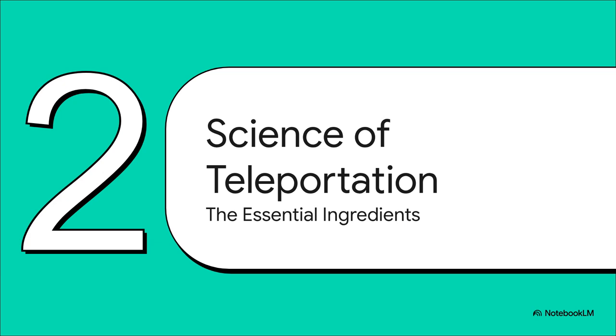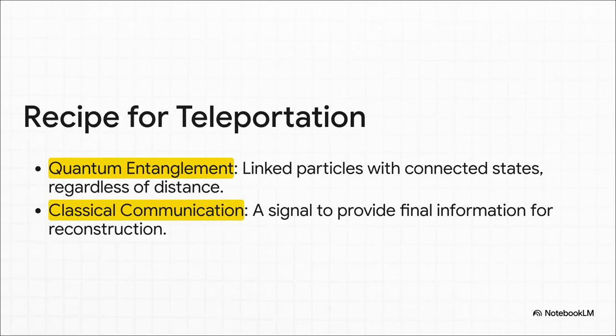Well, it all hinges on two of the absolute strangest, most fascinating principles in all of physics. Let's take a look at the recipe. First off, you need something called quantum entanglement. Einstein famously called this spooky action at a distance. Just imagine you have two coins and they're magically linked. If you flip one and it lands on heads, you instantly know, faster than light, that the other one, even if it's across the galaxy, landed on tails.